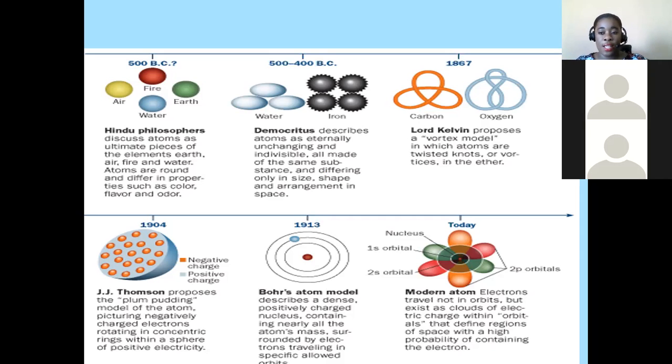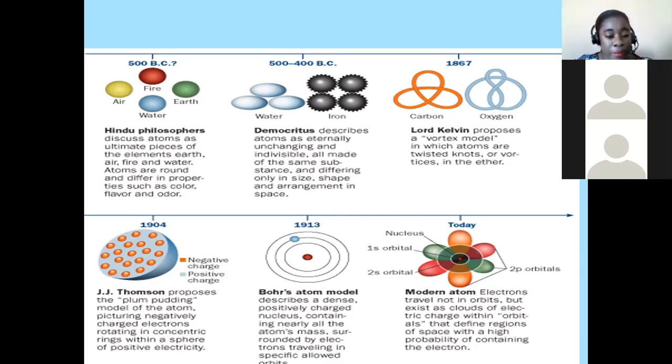Let's hear what J.J. Thomson did, Dina Shay. J.J. Thomson proposes the plum pudding model of the atom, picturing negatively charged electrons rotating in concentric rings within a sphere of positive electricity. Very good. So the plum pudding model is attributed to the work of J.J. Thomson.